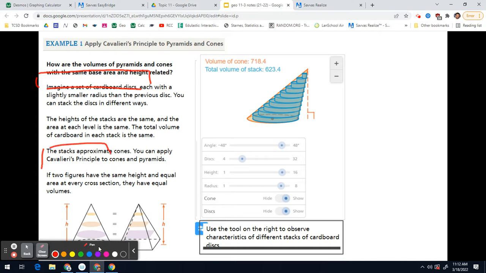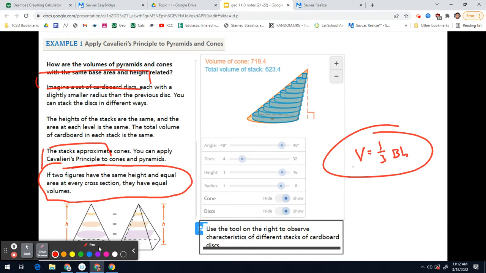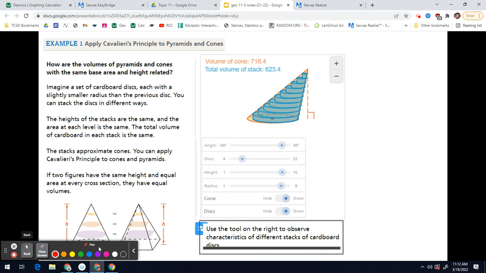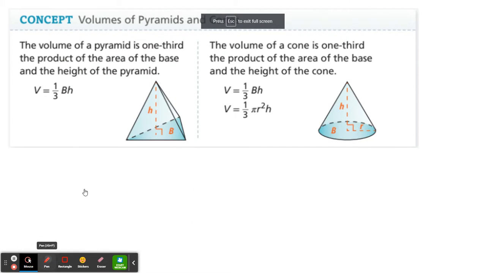So again, Cavalieri's Principle: if two figures have the same height and equal area at every cross-section, they have equal volumes. Now, for a pyramid, you're going to see that a pyramid is just 1/3 of a prism. So this is going to be the volume formula for a pyramid, and that's because we come to the tip. The next slide is going to explain that further.